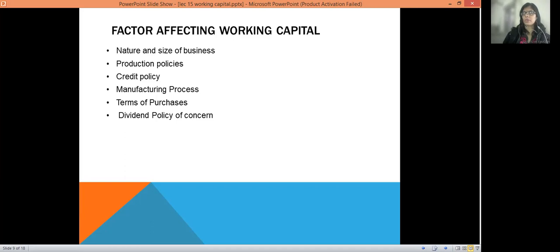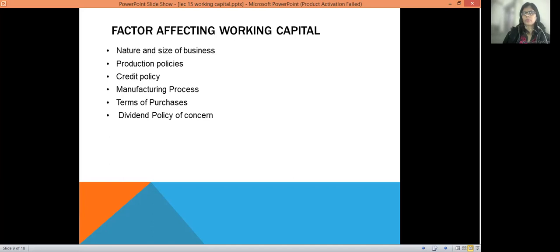Actually, the need of working capital, or the amount of working capital, is directly influenced by the nature and size of business. If the nature of business is such that you need a huge amount of working capital on a daily basis, you have to make arrangements according to that. And it is also affected by the size of business. If you're running a small business, your requirement is less. But if you are running a big business, your requirement is totally influenced by the size of the business. And next one is production policy.